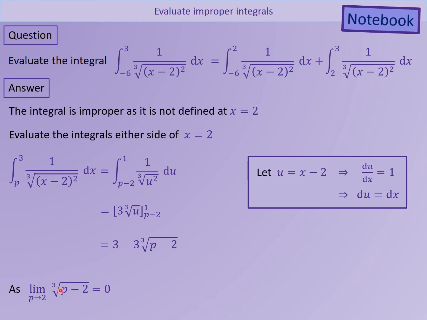Okay, but it's important to show this limiting process. I keep repeating myself, but it's showing how important it is to make sure that you're clearly showing the limit of the equation. Okay, so that's part of it done. We've done the p up to 3.